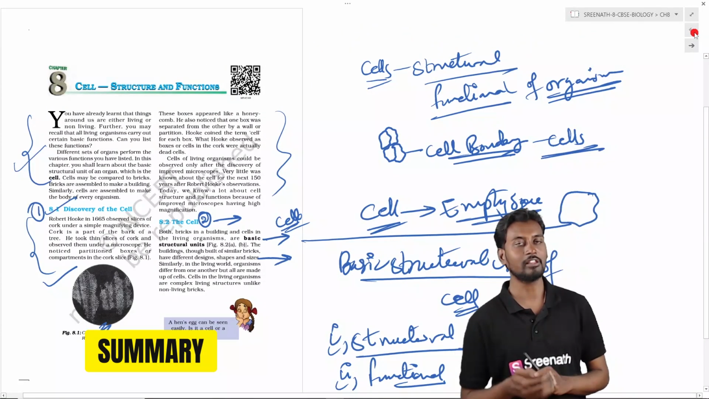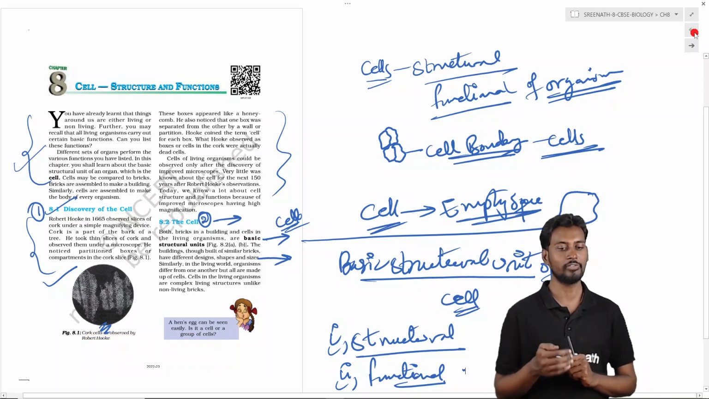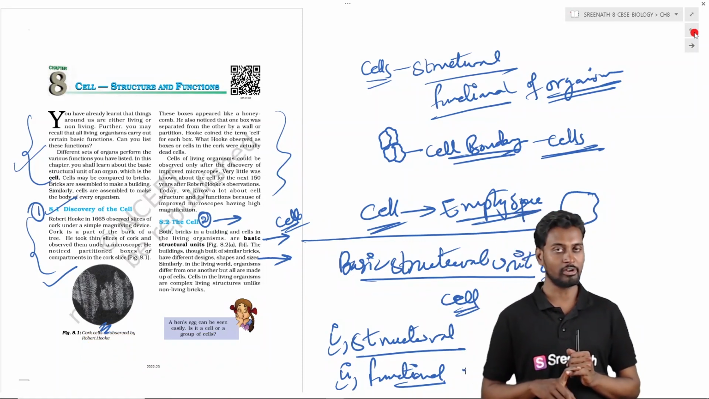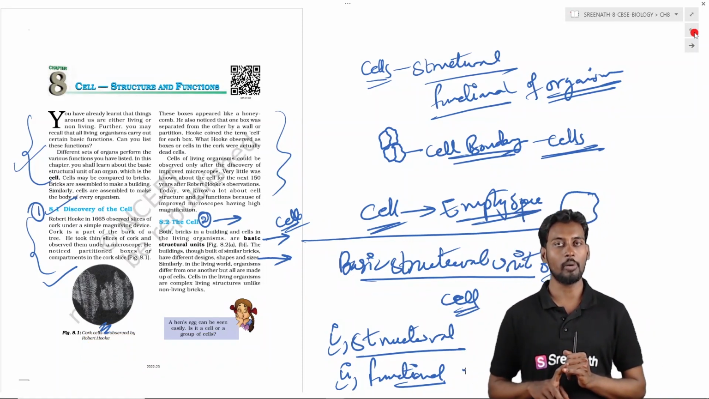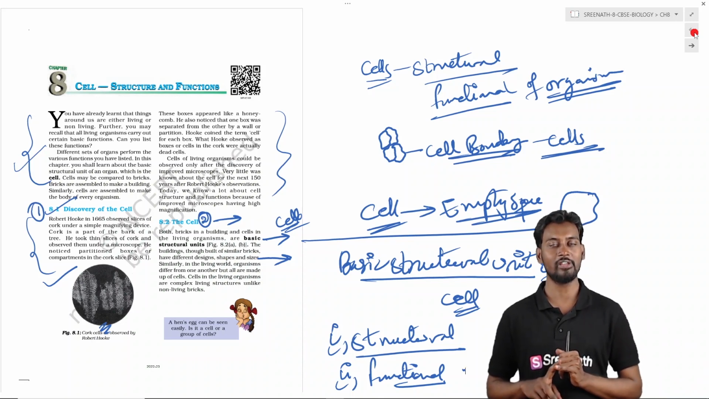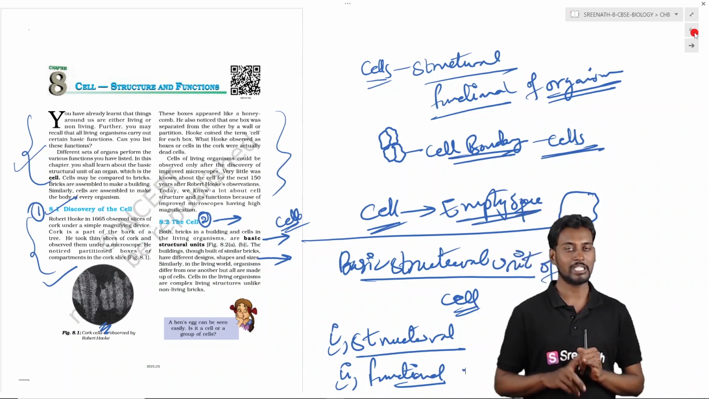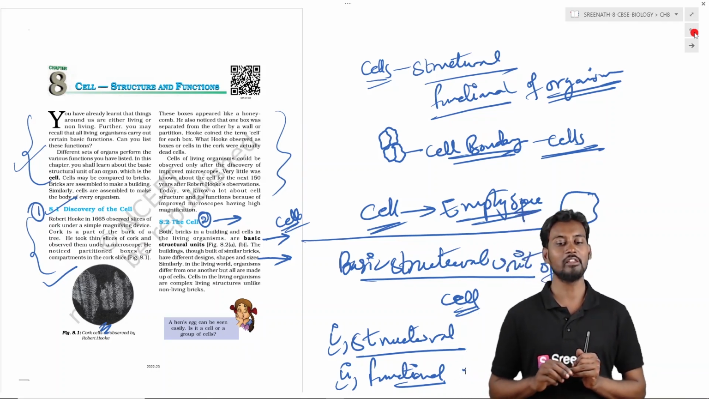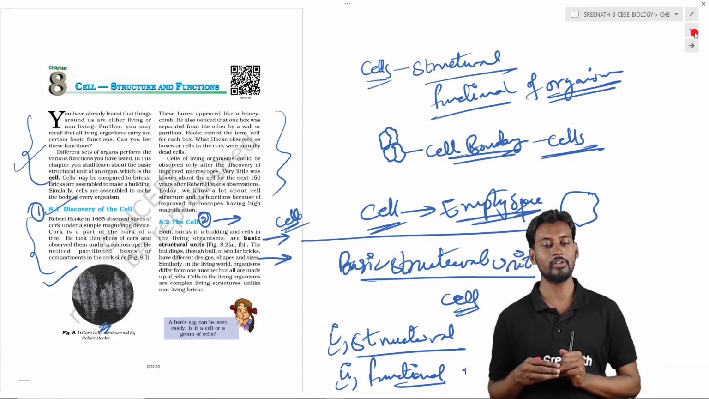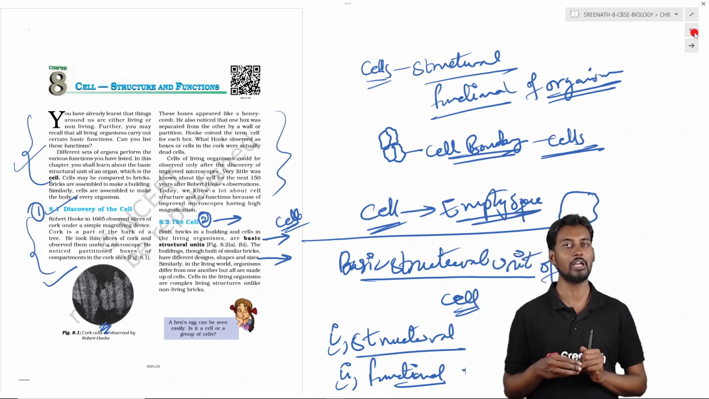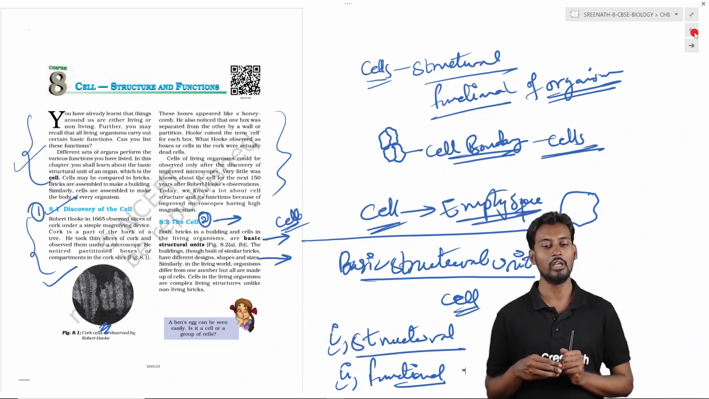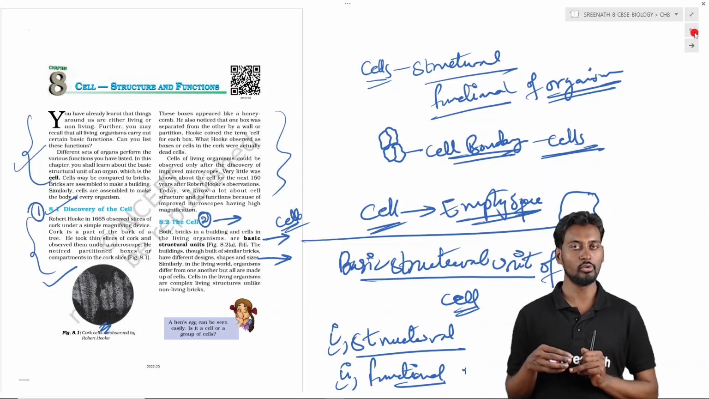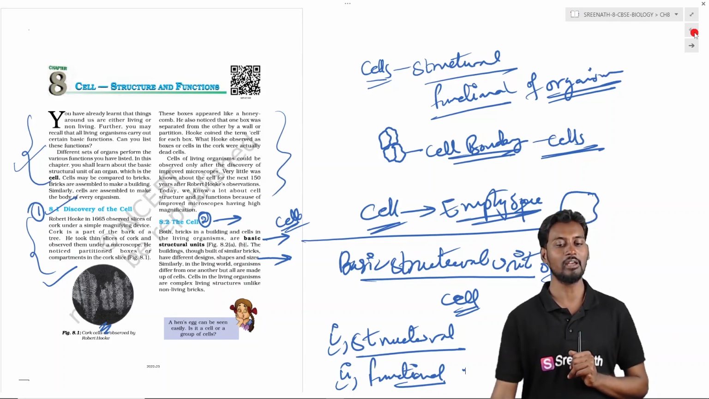The 8th chapter summarization is about the cell structure and the function, where it starts with the discovery of the cell, and where Robert Hooke's microscope had the breakthrough in understanding the basic structural appearance and also integrity of each and every cell. And apart from this, the cells are making up the basic structural unit of an organism.